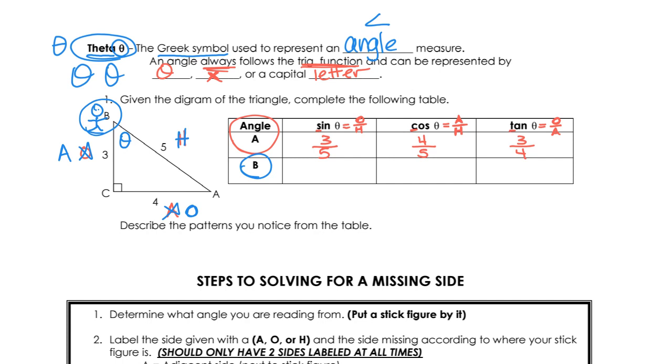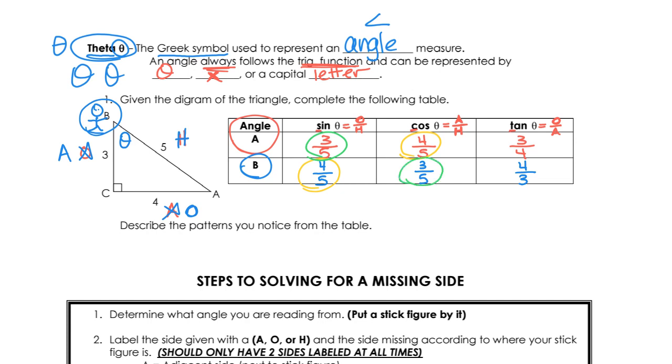Now when we do sine of theta, or sine of angle B, it's your opposite side, which is now 4, over your hypotenuse side, which is still 5. Cosine of theta is equal to our adjacent side, which is now 3, over our hypotenuse side, which is 5. Tangent of theta is equal to your opposite side, which is 4, over your adjacent side, which is 3. And we'll talk about this relationship in a couple days, but those are equal, and these are equal.